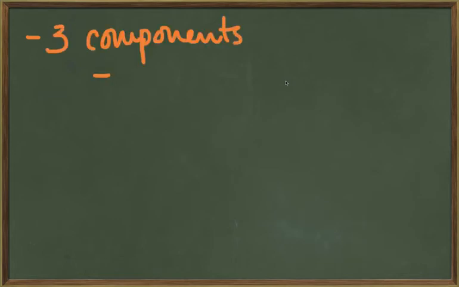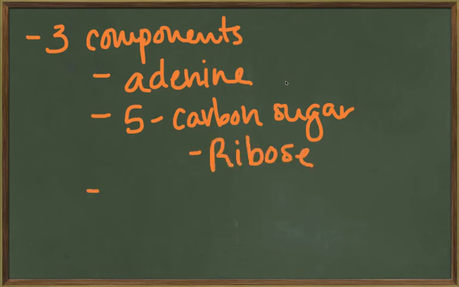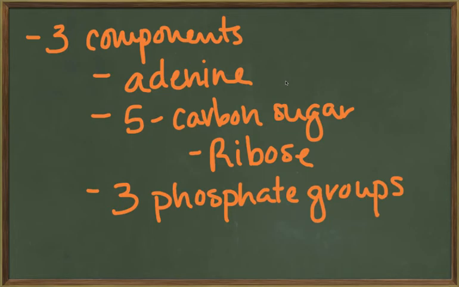You have, of course, an adenine. You have a 5-carbon sugar that is called ribose. And you also have 3 phosphate groups. When you get into class, we'll actually look at this molecule so that you can actually see it. But for now, I just want you to know the 3 components.